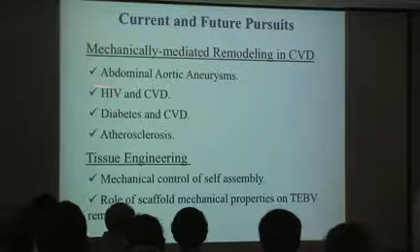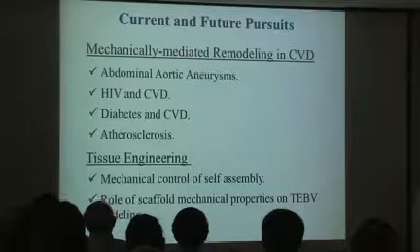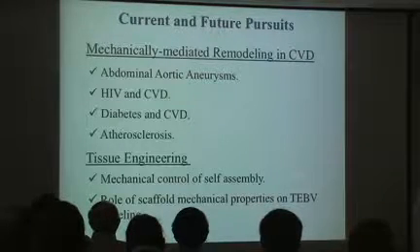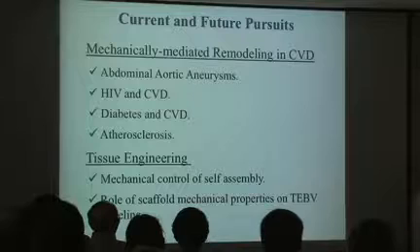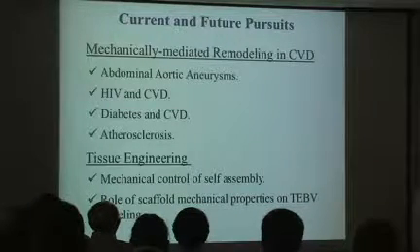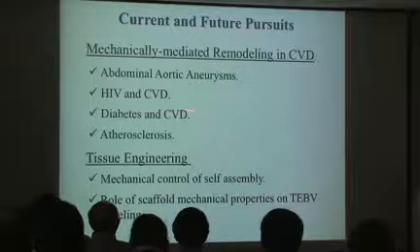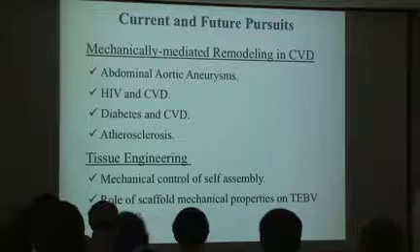A recent project I'm working on with Manu Platt is the role of HIV in cardiovascular disease. HIV patients experience early onset of cardiovascular disease. What are the mechanisms behind that? It appears to be vascular remodeling mediated. Similarly, diabetes, early onset of cardiovascular disease. This appears to have a key vascular remodeling component, as well as atherosclerosis.